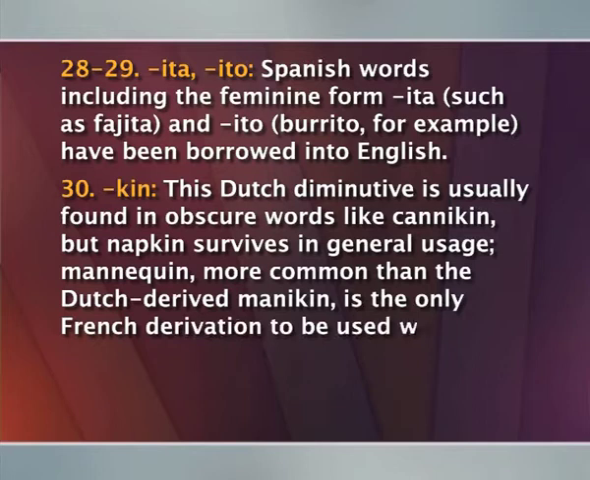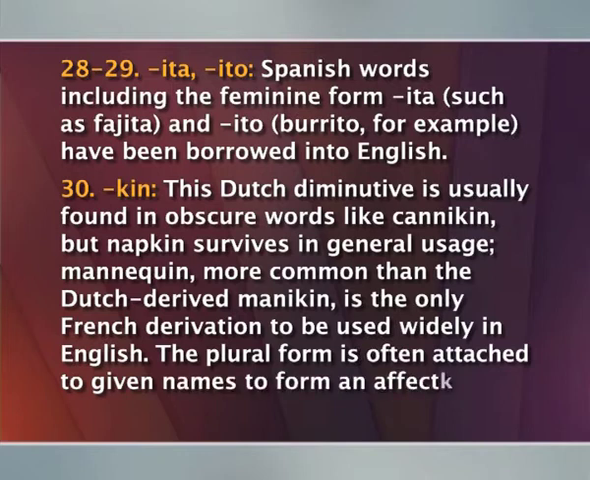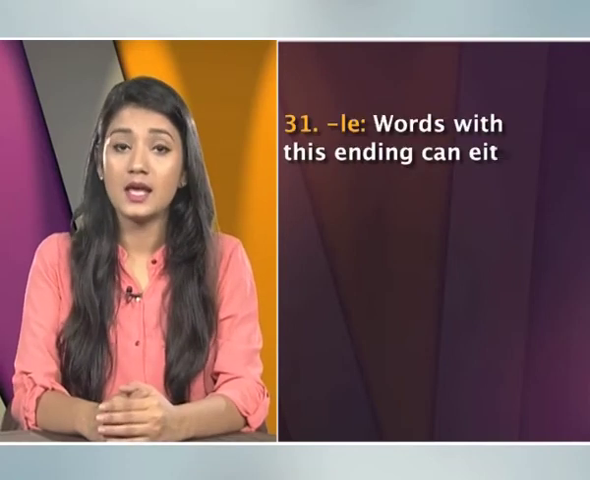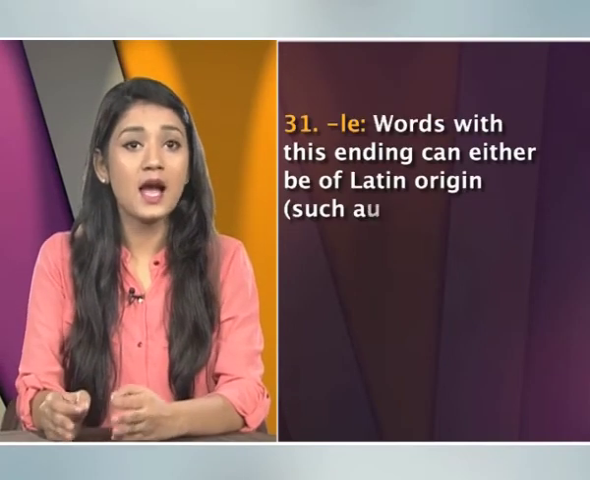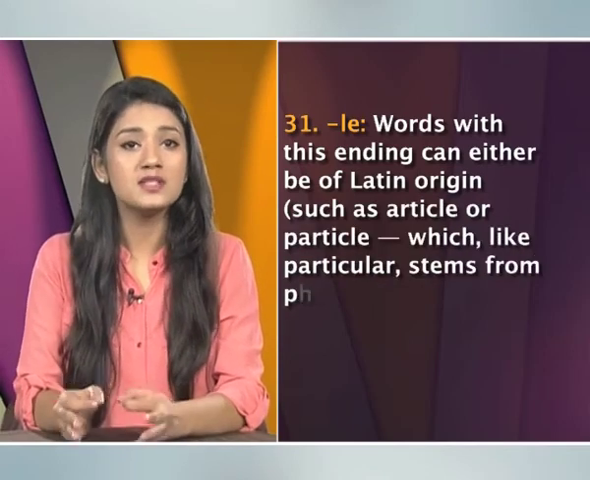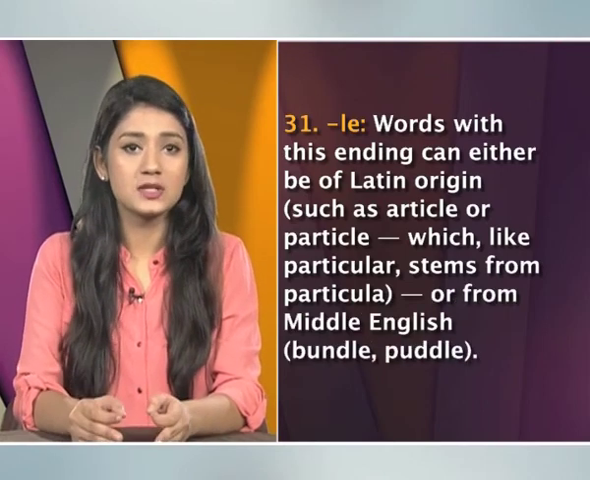Mannequin, more common than the Dutch-derived manikin, is the only French derivation to be used widely in English. The plural form is often attached to given names to form an affectionate diminutive. For example, mollikins. 31st, le. Words with this ending can either be of Latin origin such as article or particle, which like particular stands from particula, or from Middle English bundle or puddle.